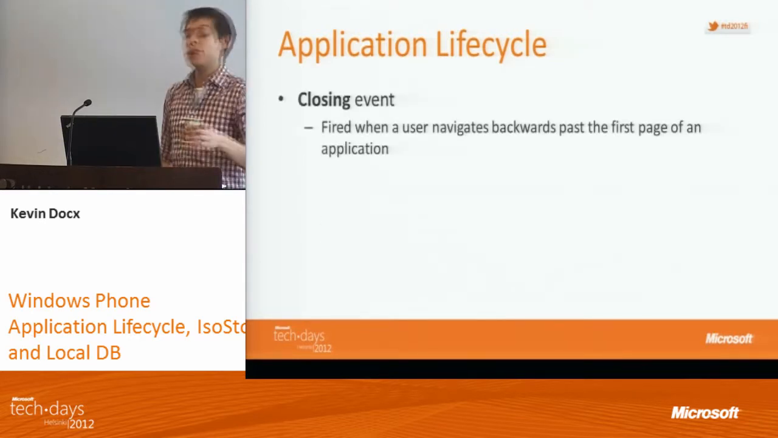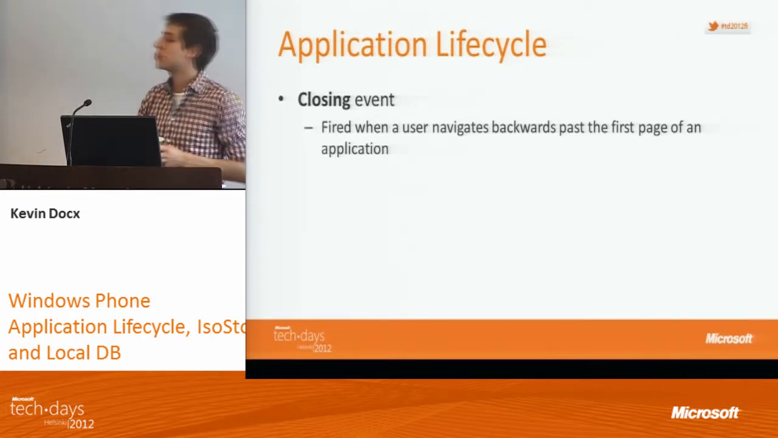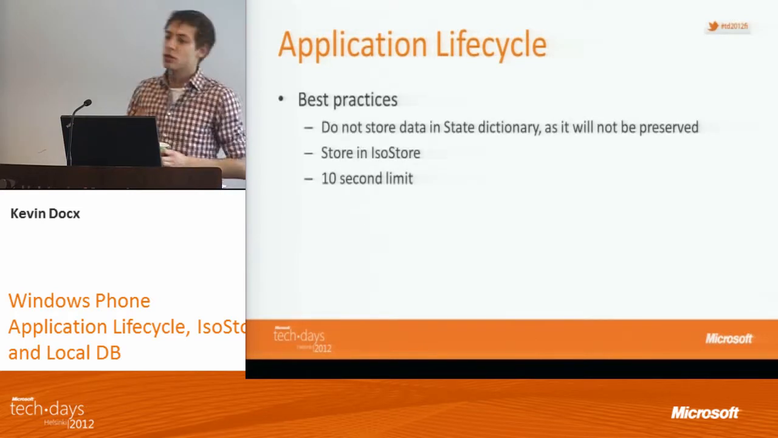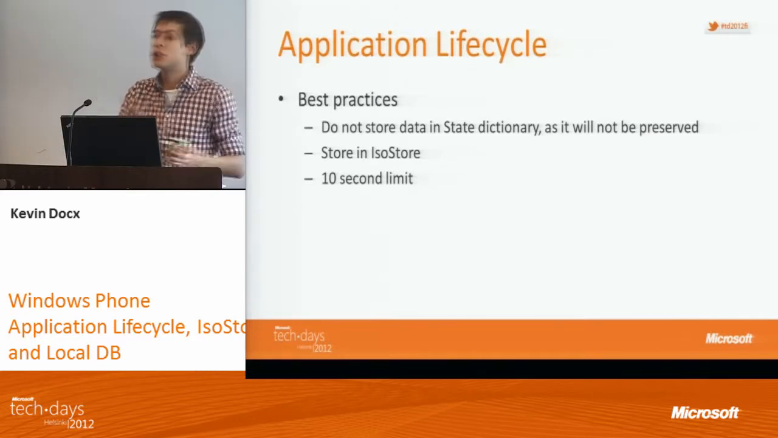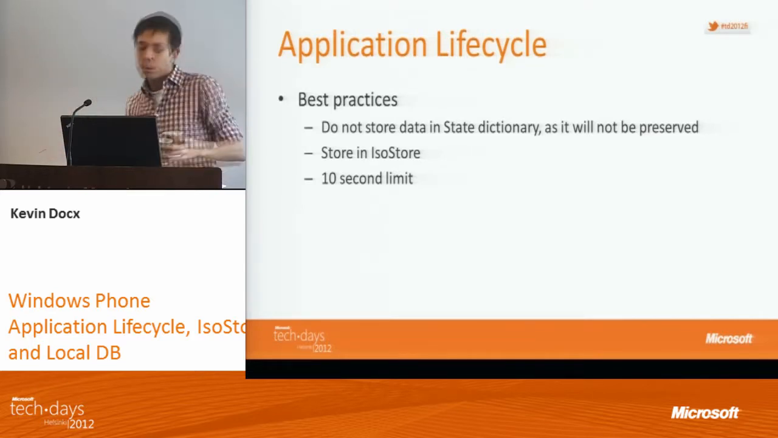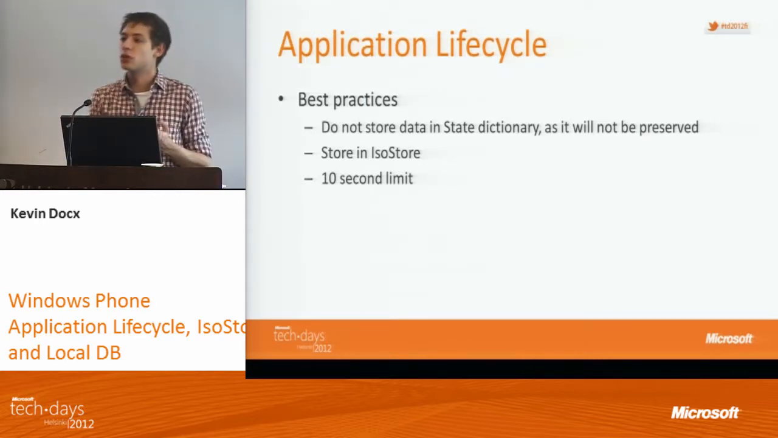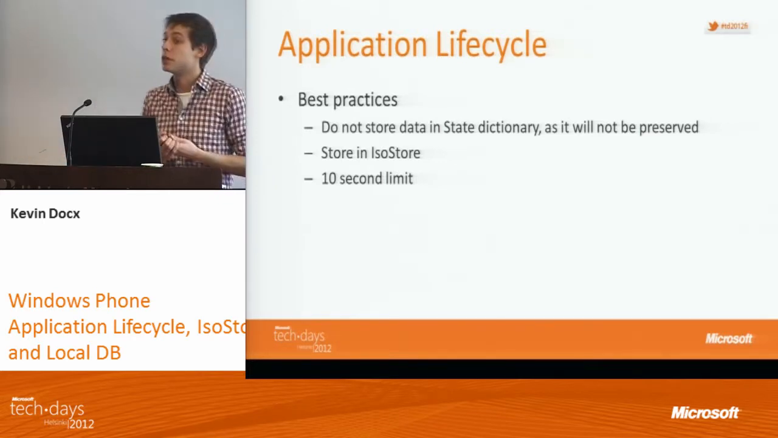And finally, we have the closing event, which fires when the user navigates backwards past the first page of an application, where the application is actually terminated. So storing in the state dictionary doesn't matter because, well, if your app is terminated, that state dictionary is removed from memory as well. So here your only option is to actually save it in your isolated storage, or an isolated storage database, of course, if you want to persist state.